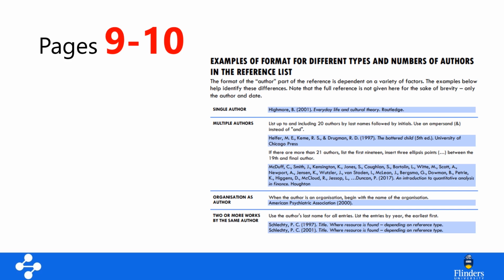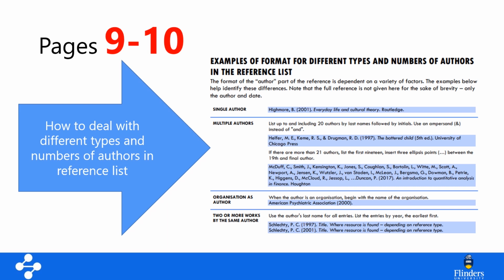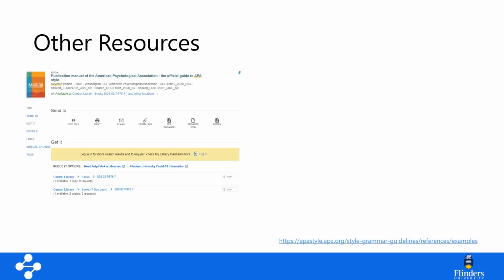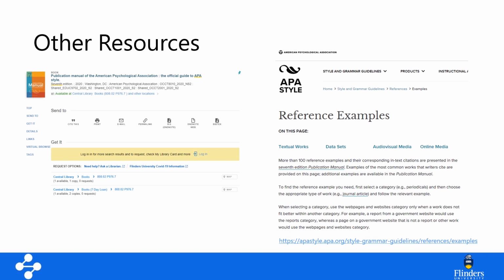In pages 9 to 10, we show how to deal with different types and numbers of authors in the reference list. If the resource which you want to reference is not listed in our guide, you can try to find out how to reference it by accessing the APA 7th manual from the university library through Find It at Flinders, or by visiting the APA style website. The link to the website is provided above.